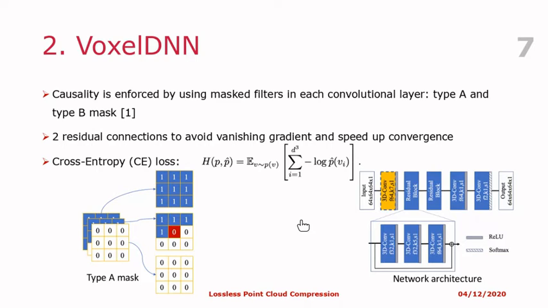In the subsequent layers of the network, we apply the type B mask to restrict the connection from the current voxel to the future one. The type B mask is different from the type A mask at the center position. In type B mask, the center position is 1 instead of 0. We also deploy a skip connection to avoid vanishing gradient and to speed up the convergence.